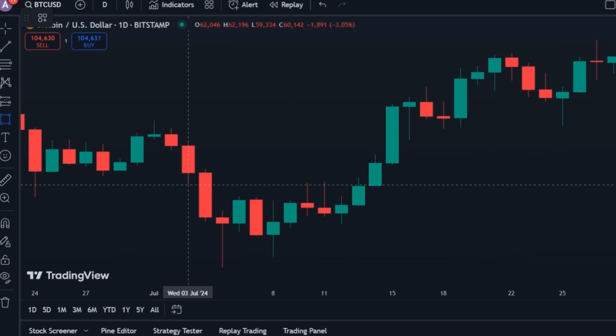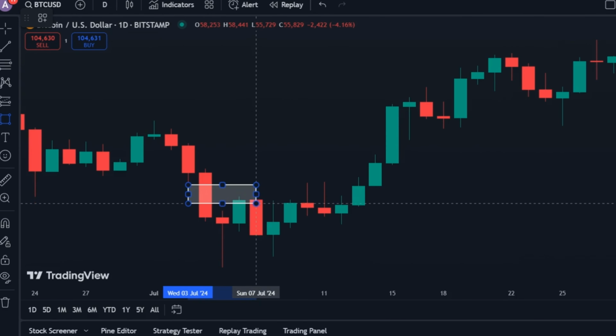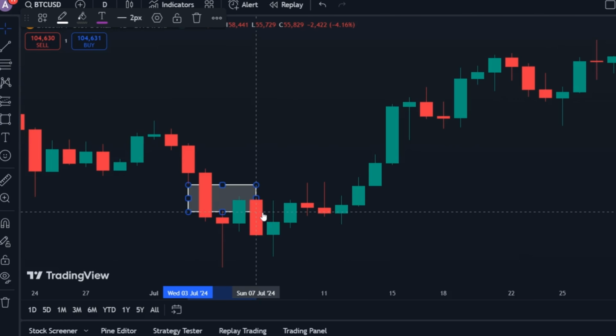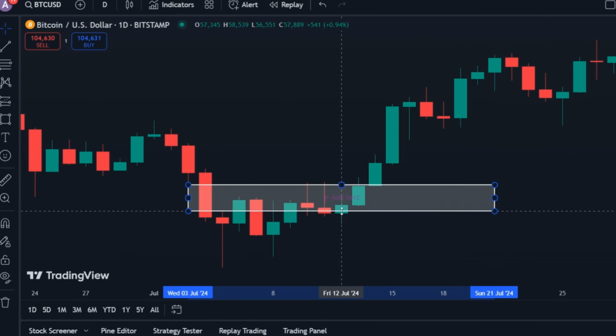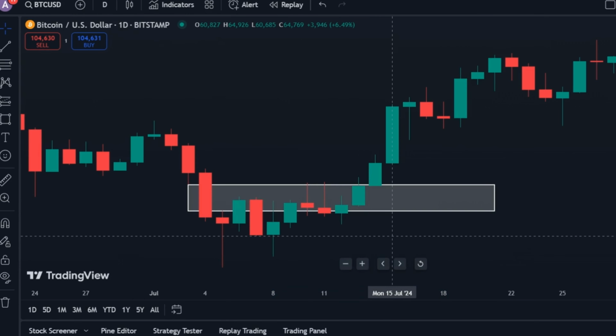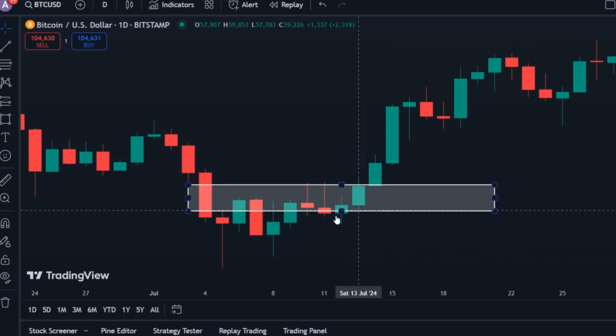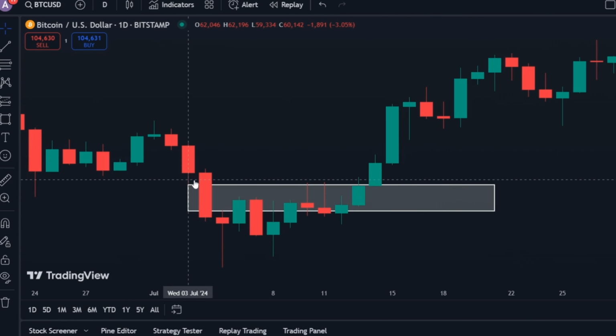So this is the highest point and this is the lowest point. Let me expand it, and this should go a little higher. So this is our FVG, and it runs from the lower shadow, or the lowest point, of the first candle till the upper shadow, or the highest point, of the third candle.